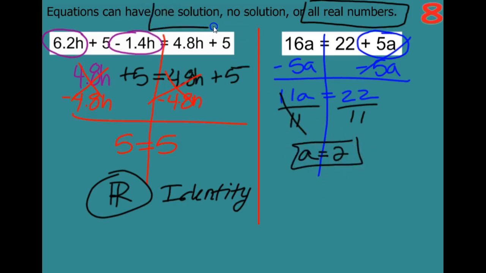Now this is just one solution. We have a is always going to be equal to 2. So this is one where you could write one solution.